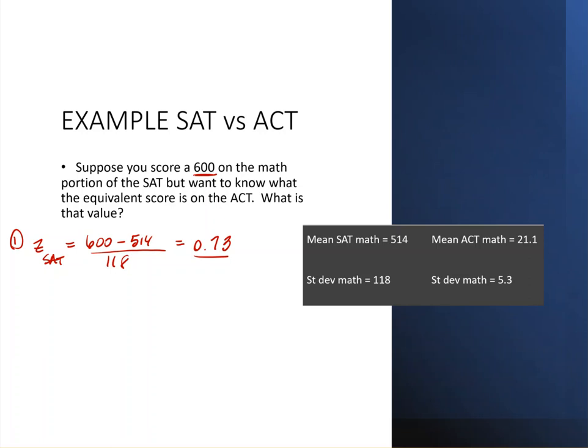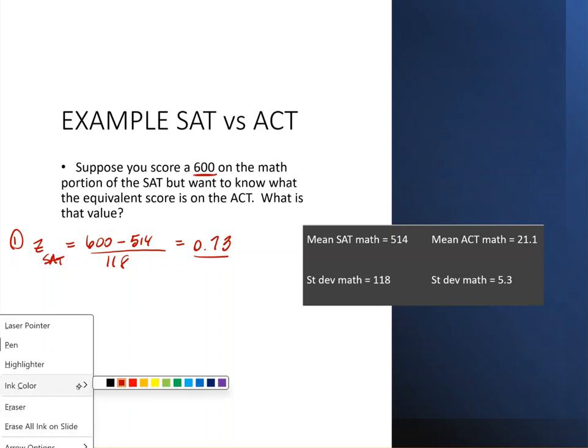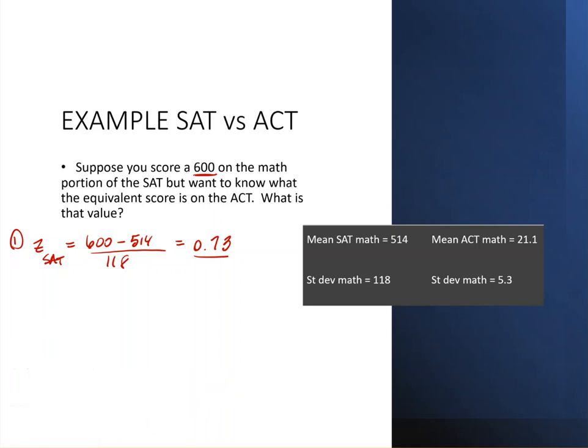Okay, remember that our z-score is telling me the number of standard deviations above or below the mean I'm at. This is a positive 0.73, so I am just shy of 1 full standard deviation. I didn't quite make it to the 1 full standard deviation. Instead, I'm at 0.73 standard deviations above the mean. So let's take that and see if we can now find the equivalent ACT value.